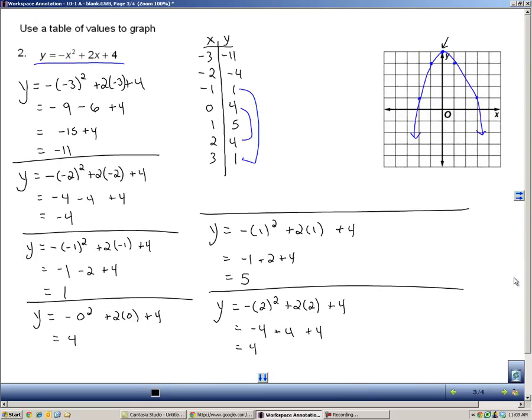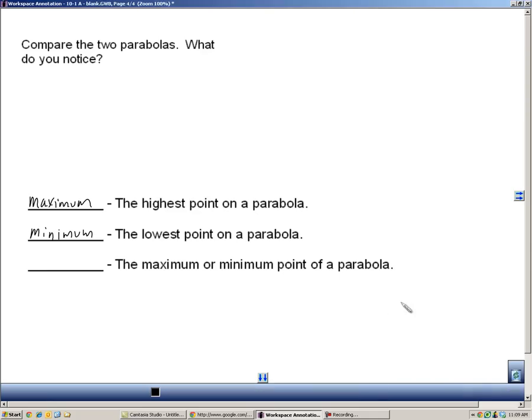It goes up forever. Now both of those points, whether they're a maximum or a minimum, have a name. They're called the vertex of the parabola. And the vertex is the place where the parabola starts. Everything either goes above the vertex or below the vertex.